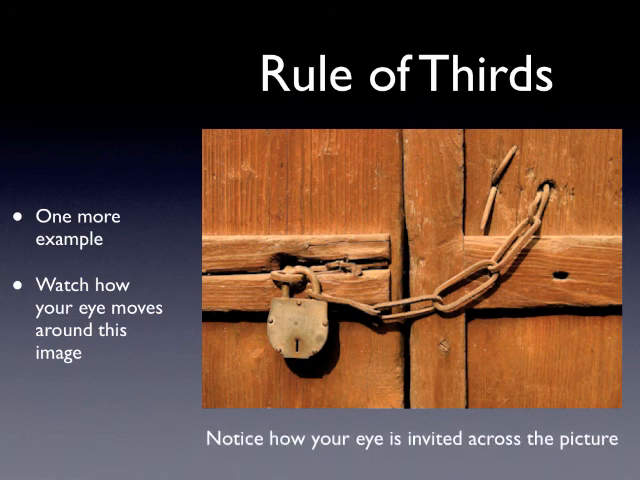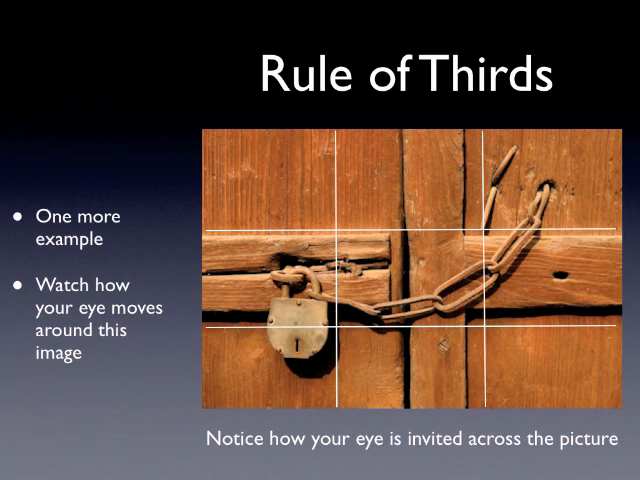So if we take a look at the rule of thirds, the dead center is where the chain goes through. The lock itself is off to the left, and it ends up way over in the right. Again, from my point of view, and probably most artists' point of view, that creates a fairly dynamic eye.